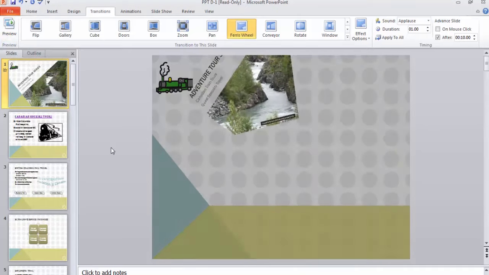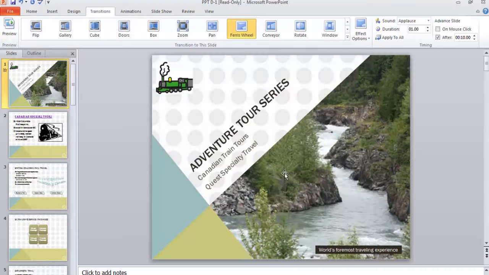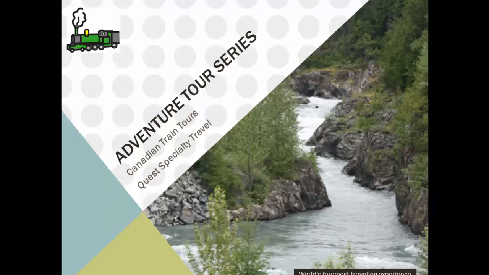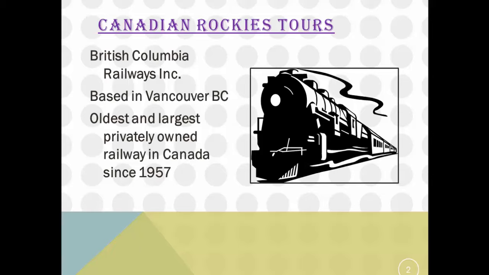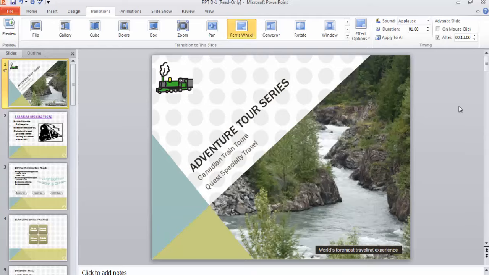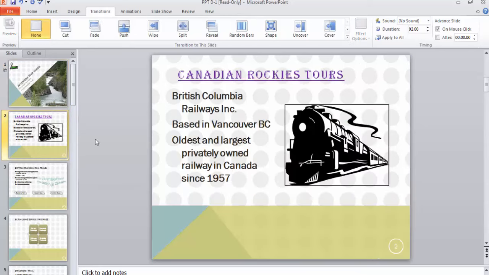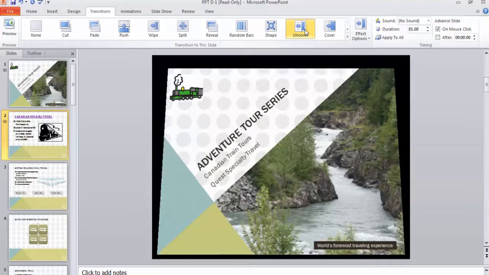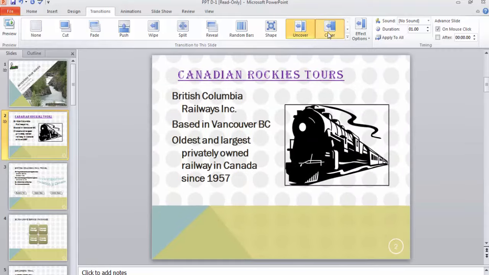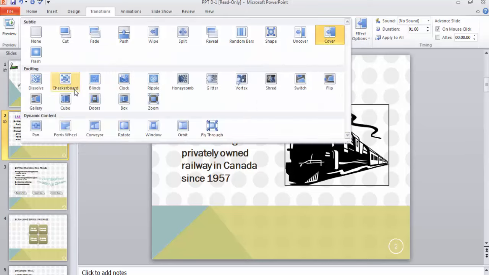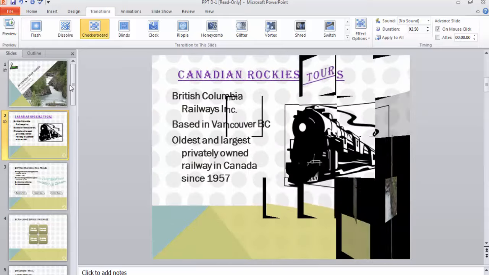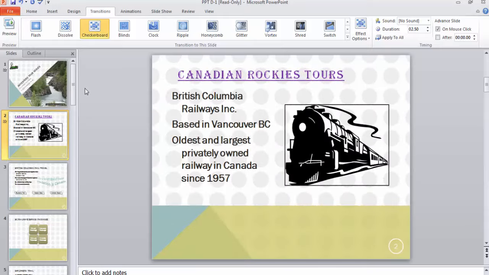So if I click on this slide and then I can talk about it, let's go to the slideshow view. Adventure Tours, Canadian Tours, Quest Specialty Travel, and how we are the world's traveling experience. It automatically transitioned for me. I'm going to show you a lot easier way in a couple of minutes. You can do that. You can have this one different. There's some really, really different transitions here. So play with them and see what you like. The checkerboard, that one's pretty popular.